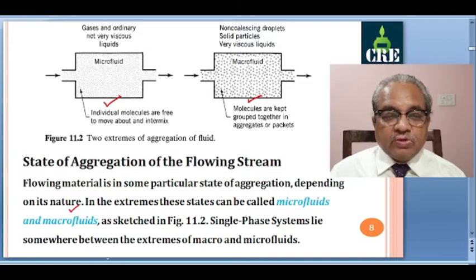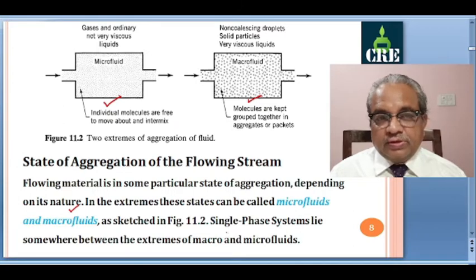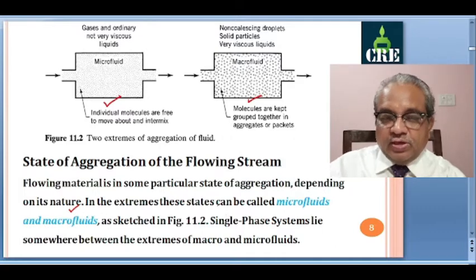Single phase systems lie somewhere between these two extremes. So it is neither completely macrofluid nor microfluid. So it is in between. The behavior is in between.